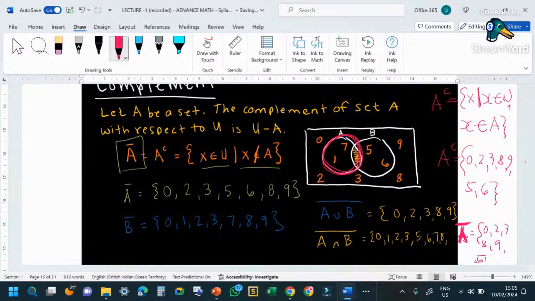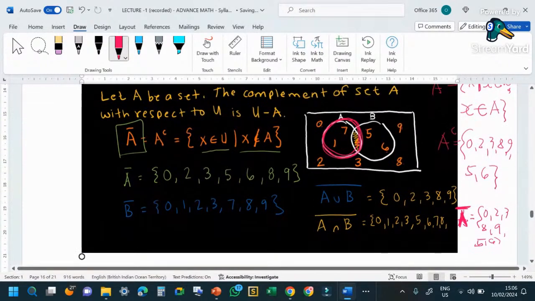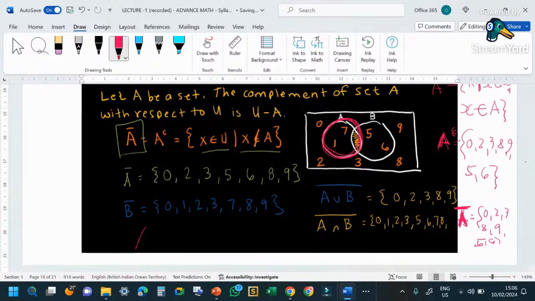Not A. Okay. So not A and A complement are the same. Therefore, not A is the same as A complement. You have to take note of this. Okay. Any other notation for not A or A complement? That's all we can do at the moment.